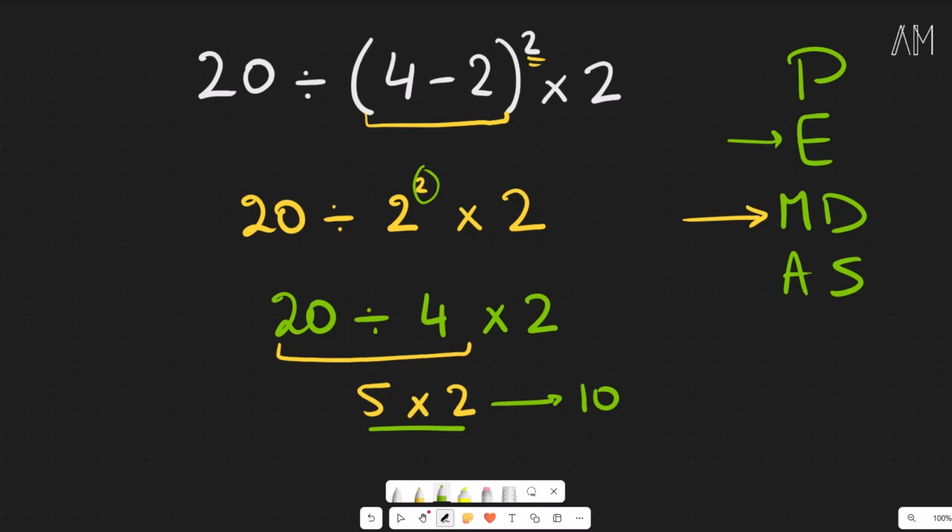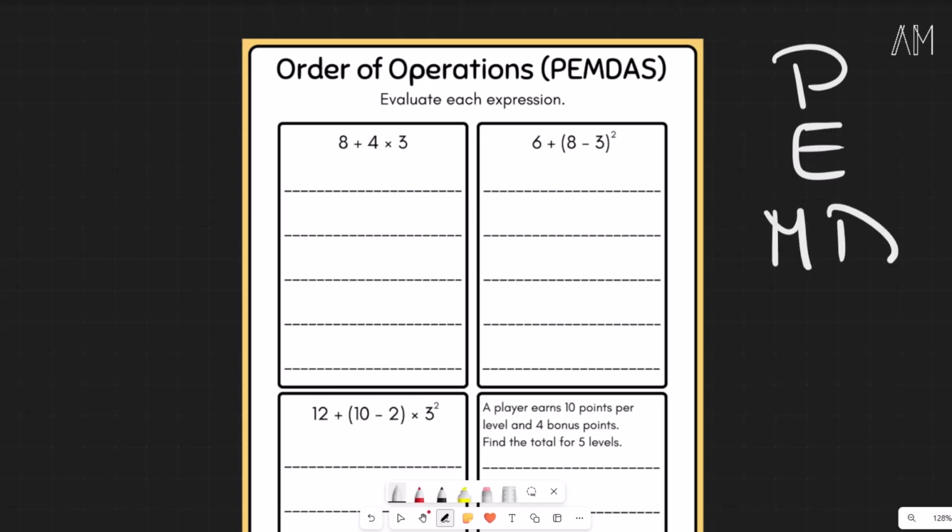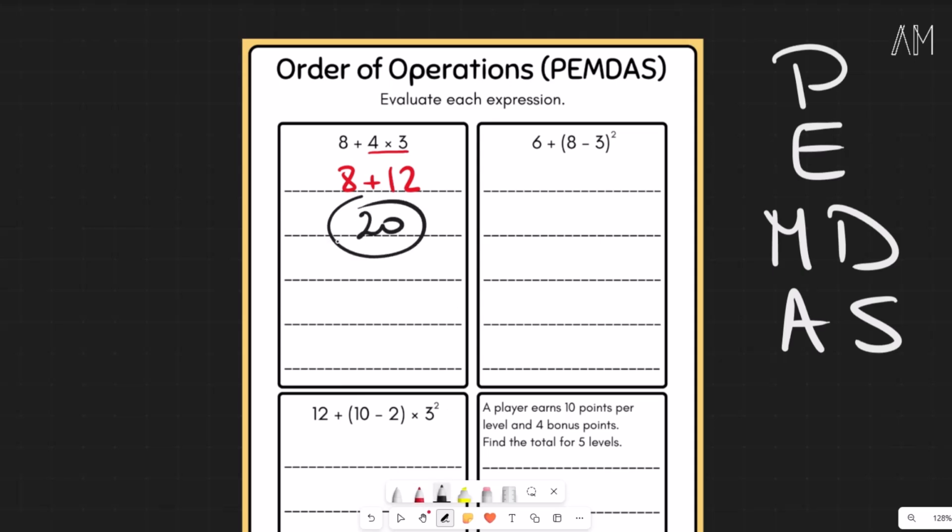Let's solve some more examples. Very good. Let's start with the first question. Here I have addition and multiplication. Let's put the order of operation: parentheses, exponents, multiplication and division, then addition and subtraction. Let's start with the multiplication first. So 4 times 3 is 12, so 8 plus 12. And then I'm left with the addition, which is equal to 20. And that's the answer.